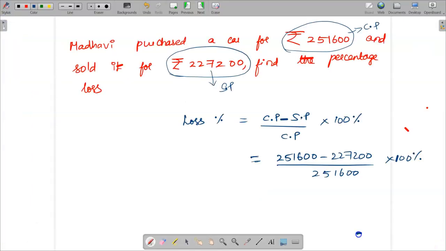So this value, 9.69 percentage, is the loss percentage for your second problem.